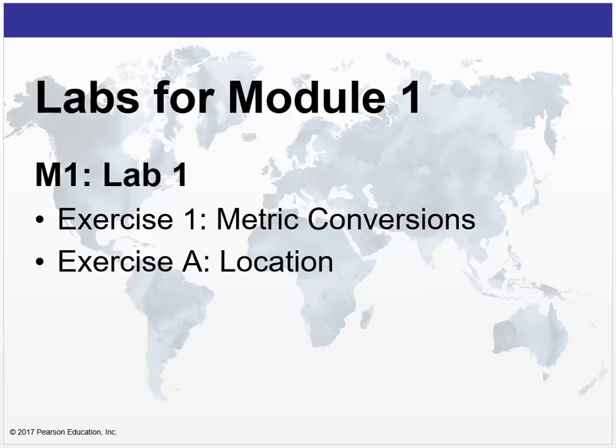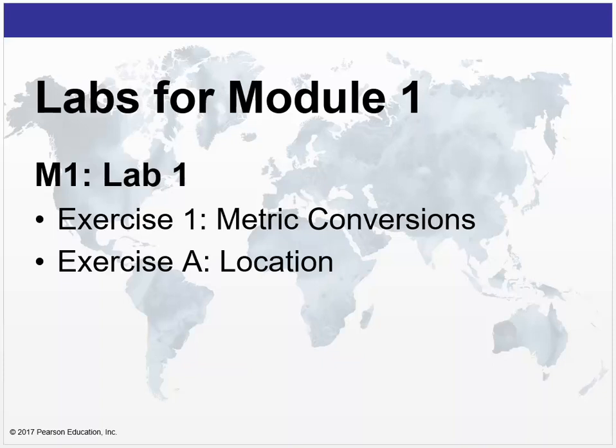Welcome to the labs for Module 1. As you can see, Lab 1 is going to consist of two different exercises. Exercise 1, metric conversions, which you can find in your lab manual on page 1, as well as Exercise A, which is going to be looking at locations. That is supplemental reading. You will only be able to access this information through the lab module.